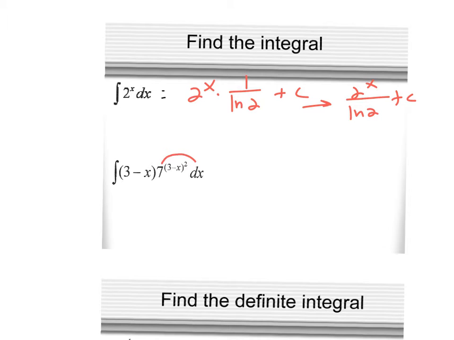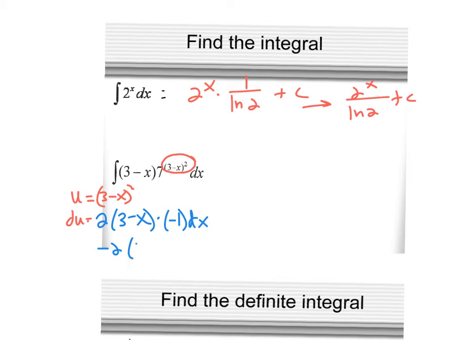Notice this one's a little different because our exponent here is not just x. So you have to use u substitution. Okay, so u would be 3 minus x squared. Again, this shouldn't feel very new to you because we've done this a lot, but du is going to be 2 times 3 minus x to the first, but then don't forget to multiply by the derivative of the inside, which is actually negative 1 dx. So this is really negative 2 times 3 minus x dx.